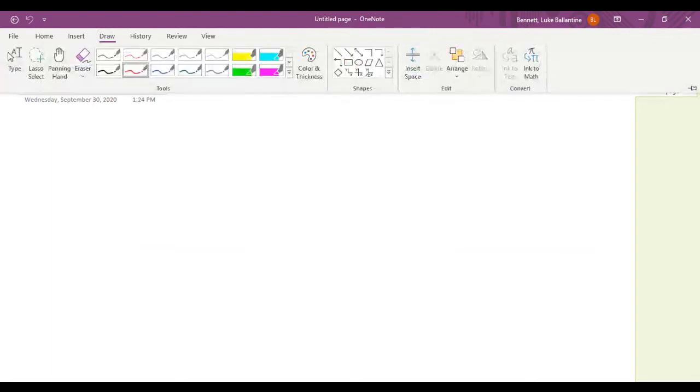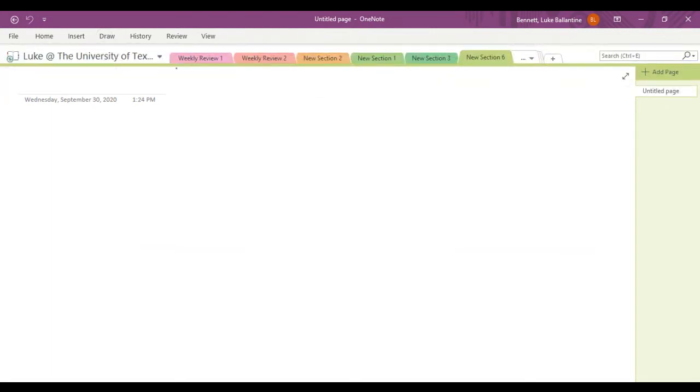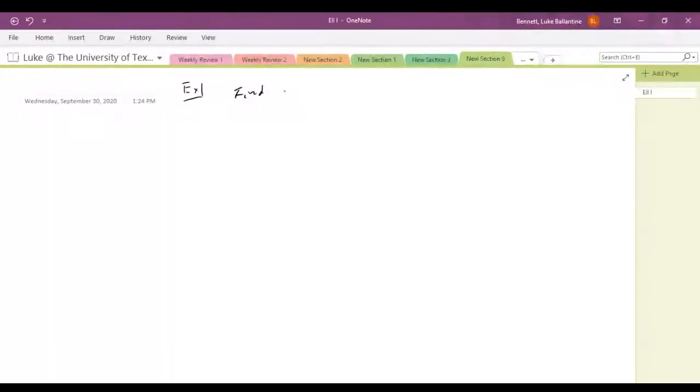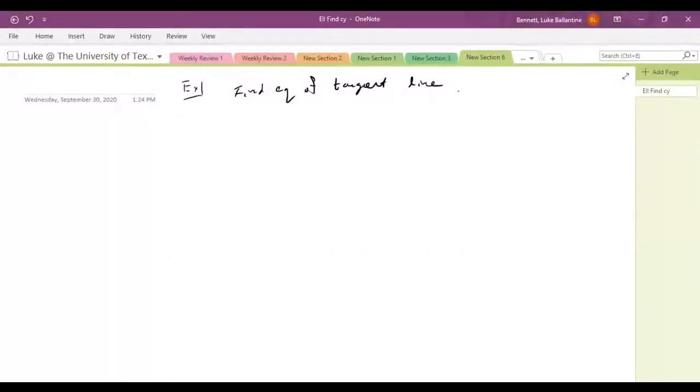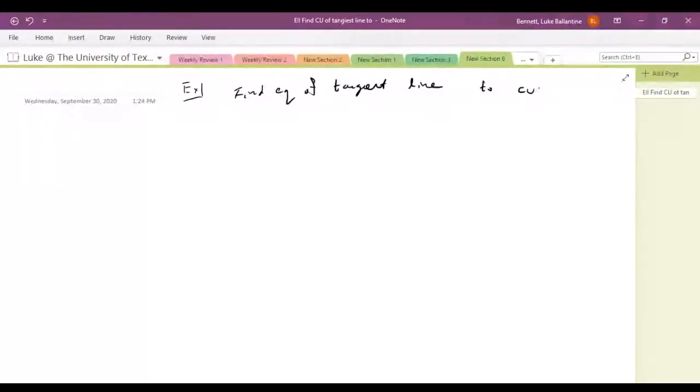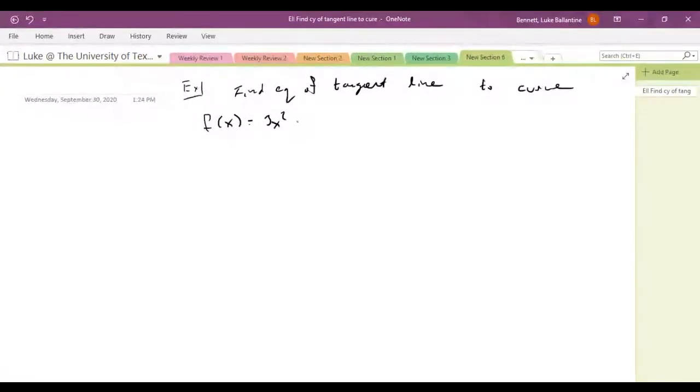Okay, now we have tangent planes and linear approximations. So let's start out with an example, a single variable case. Find the equation of the tangent line to the curve f of x equals 3x squared minus 5x plus 8 at x equals 0.